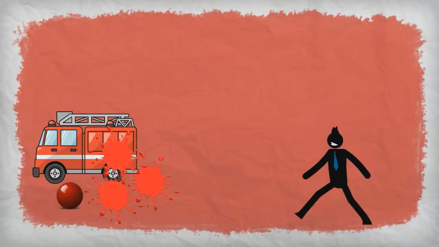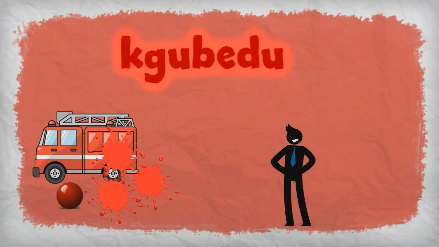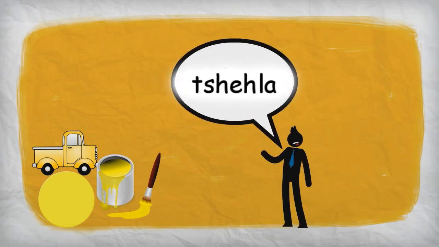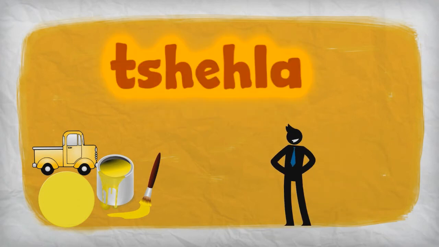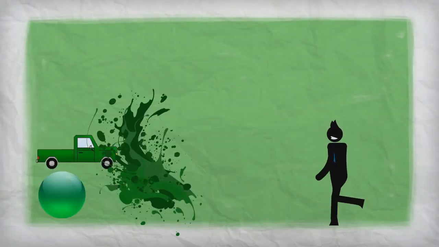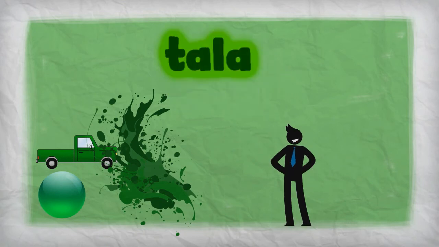And what is the word for red in Sesotho? Khubedu. That's right. Khubedu. And what is the word for yellow in Sesotho? Chehla. That's right. Chehla. Now what is the word for green in Sesotho? Etala. Very good. Tala.